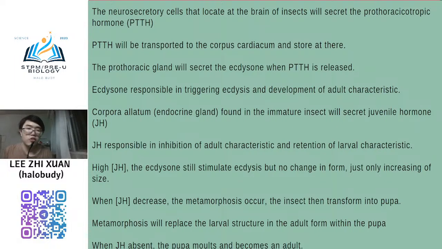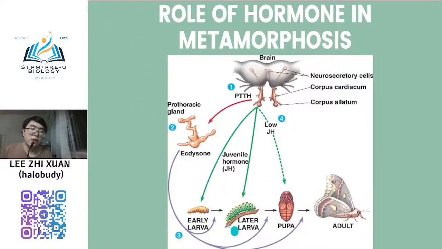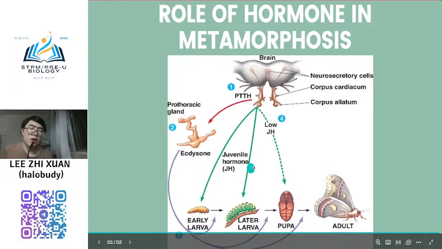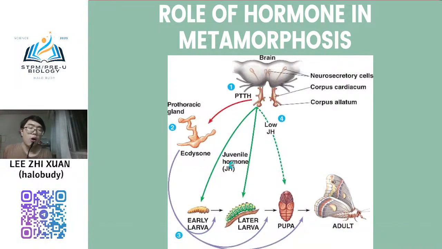I already mentioned many times, in an essay question, in the first sentence you need to mention the full name first, and then following that you can use the short form. So PTTH is the short form, and the full name is prothoracicotropic hormone. This is the first hormone, and then another one is ecdysone, and the third one is juvenile hormone. Okay, so you need to know what their functions are.